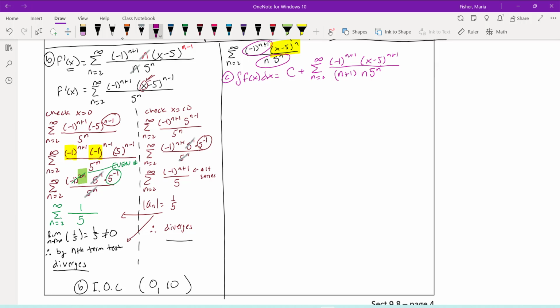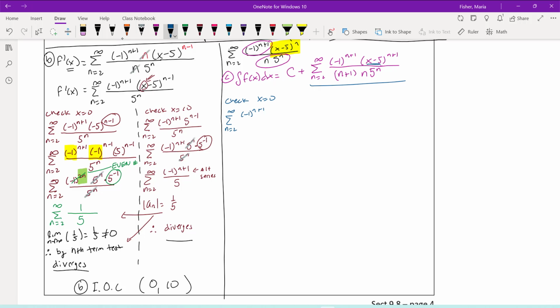Now let's find that interval of convergence. Remember, it's still 0 and 10. Just got to figure out, do I include them or do I not include them? Let's check those endpoints. I'm going to start by checking x equals 0. So if I'm plugging in a 0 into this, we're looking at the sum from n equal 2 to infinity of -1 to the n plus 1, and this becomes -5 to the n plus 1.